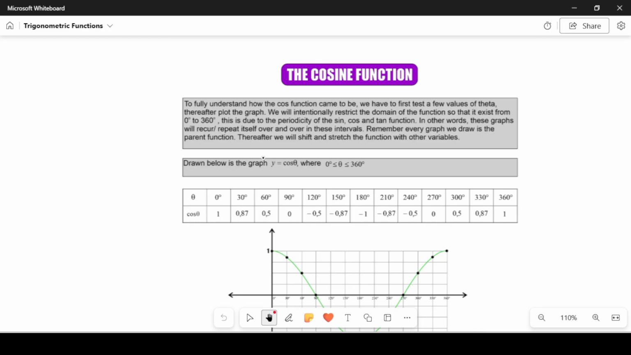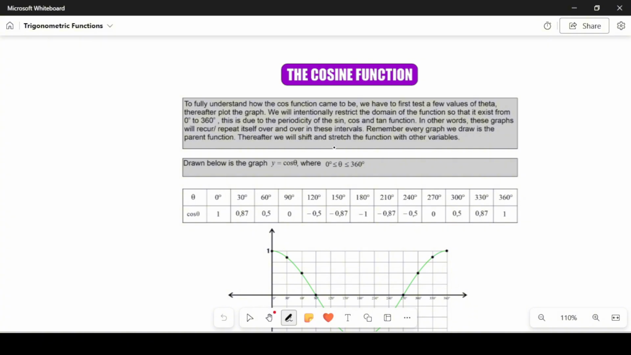So if it's going to give us the same information over and over, let's just understand what it will do in one full cycle, or between 0 and 360 degrees. In other words, these graphs will repeat themselves over and over in these intervals. Remember, every graph we draw is the parent function. Thereafter, we will shift and stretch the function with other variables or constants. The shift is what we call the translation, and the stretching is what we call the transformation. Okay, so we'll transform and translate.